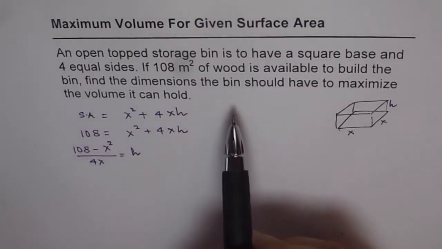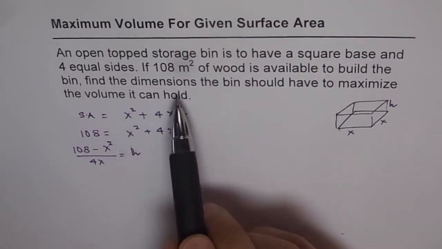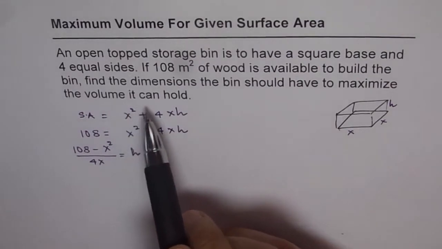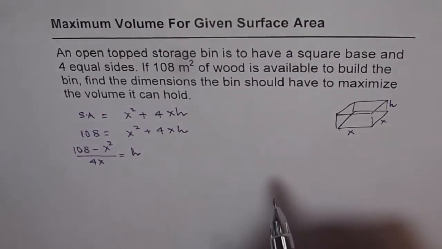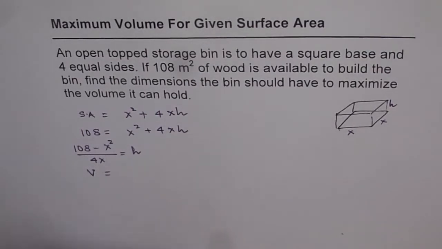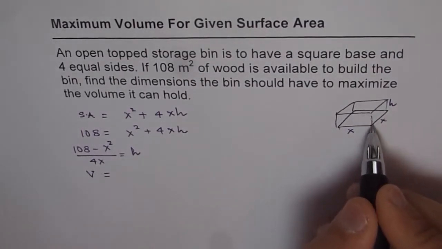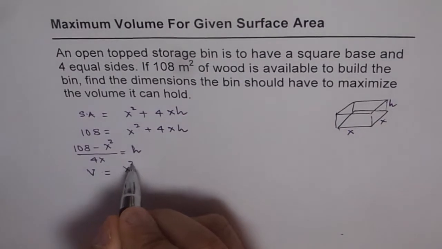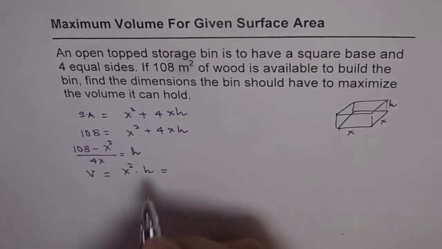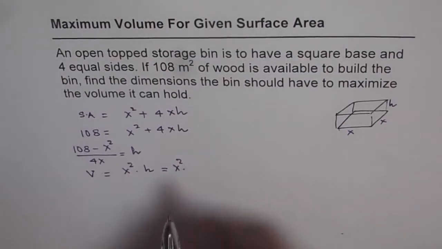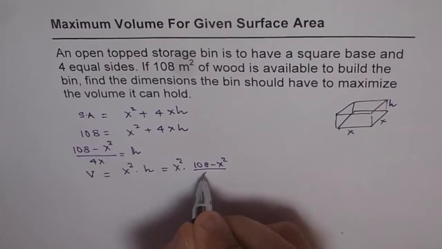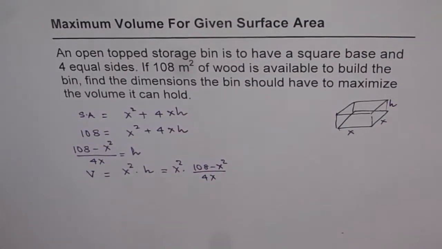Now, what we need to do here is find the dimensions the bin should have to maximize the volume it can hold. So we are looking for maximum volume, right? So what is an expression for volume in this case? Volume is base area times height. That means x squared times height. So we can write this using the formula: x squared times (108 minus x squared) over 4x. So that becomes the volume.